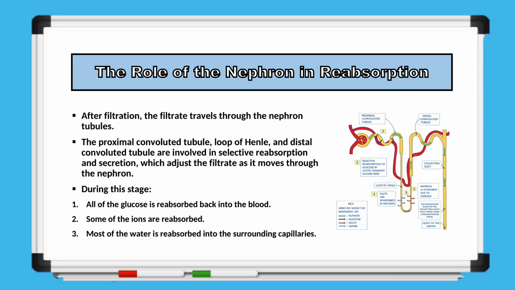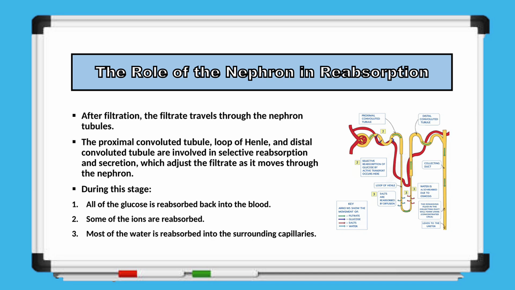Next, we have the process of reabsorption, which is the role of the nephron in reclaiming useful substances from the filtrate. After filtration, the filtrate travels through the nephron tubules, including the proximal convoluted tubule, loop of Henle, and distal convoluted tubule. These sections are involved in selective reabsorption and secretion, adjusting the composition of the filtrate as it moves along the nephron. During reabsorption, first, all of the glucose is reabsorbed back into the blood. Secondly, some of the ions are reabsorbed as needed. And, thirdly, most of the water is reabsorbed into the surrounding capillaries.